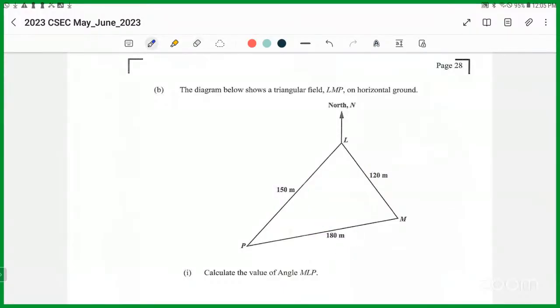So once you only know three sides and don't know the angle, you have to use the cosine rule to find the angle, one of the angles. Alright, so it says the diagram below shows a triangular field LMP. So the distances are in meters, right? Like a national stadium 100-meter track, and this is just 150 meters. This is 120. This is almost as long as the stadium track, right?